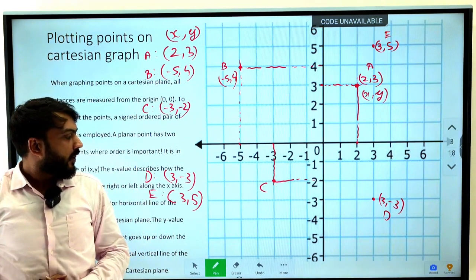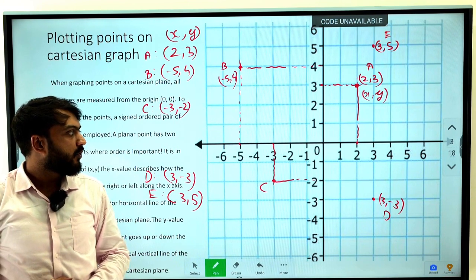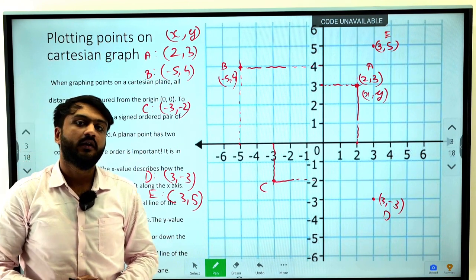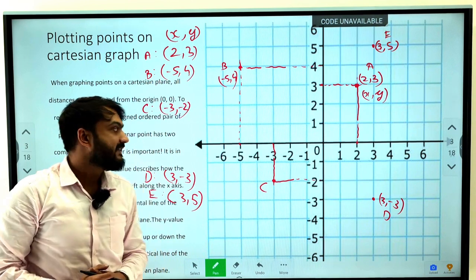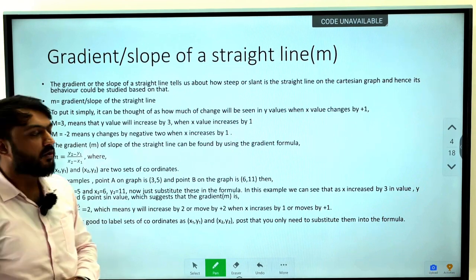Also, along with this video, I'll attach a worksheet wherein you can practice more of plotting points in the Cartesian graph, so that the later topics would be very easy and you won't have to really spend time on this, given that you are new to this.